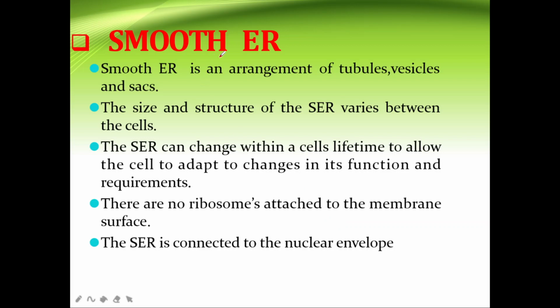Now, smooth ER. From the two types of ER, the first one is smooth ER. Smooth ER is an arrangement of tubules, vesicles and sacs. The size and structure of SER varies between cells. The SER can change within a cell's lifetime to allow the cell to adapt to changes in its function and requirements. As per the requirements and its functional capacity, the structure or cell size can be changed. So, this type of function is seen in smooth endoplasmic reticulum.